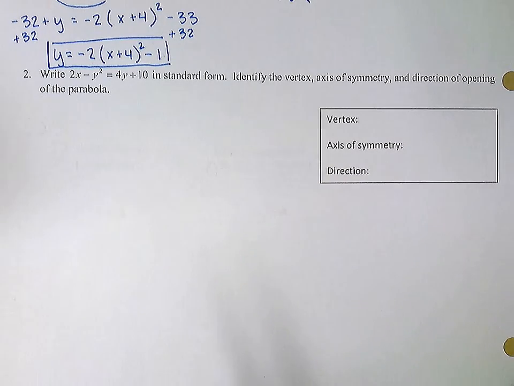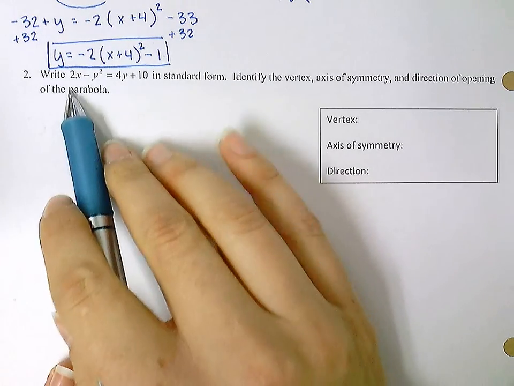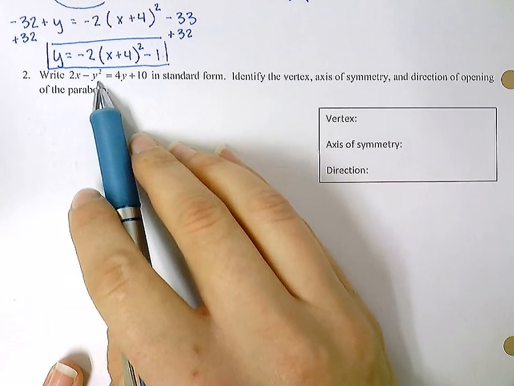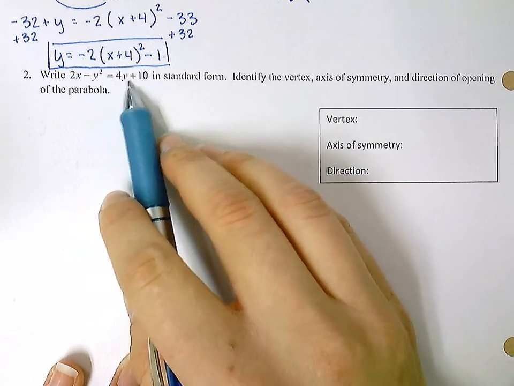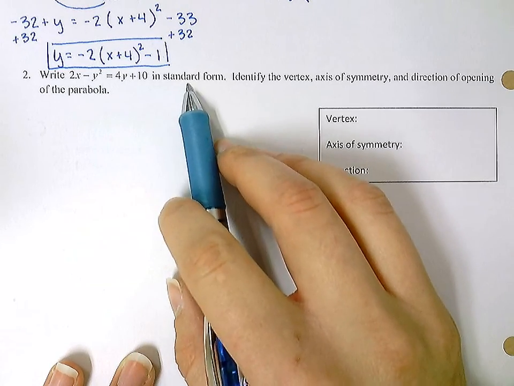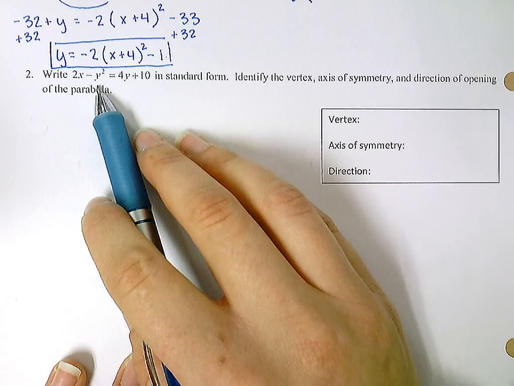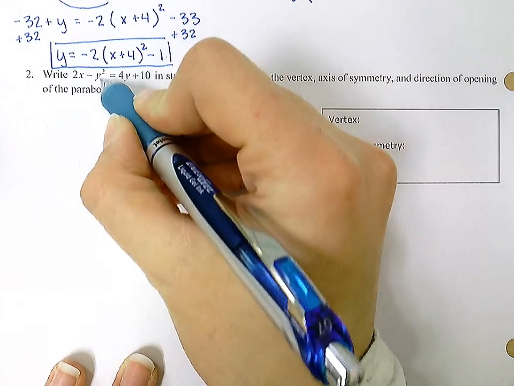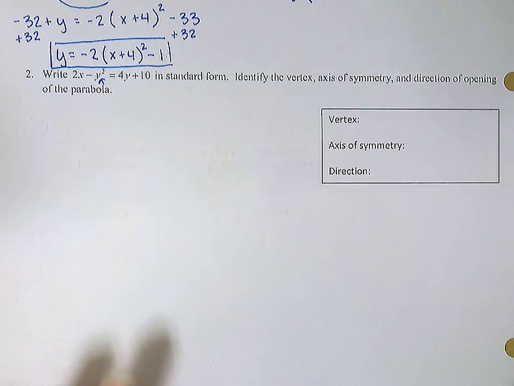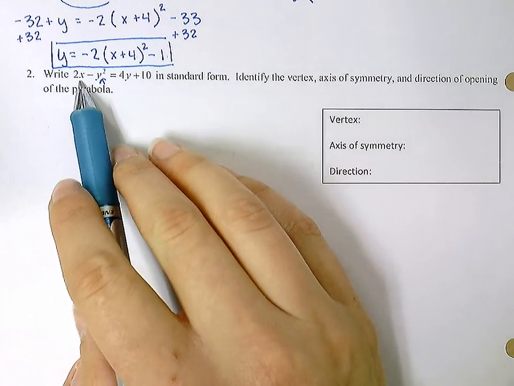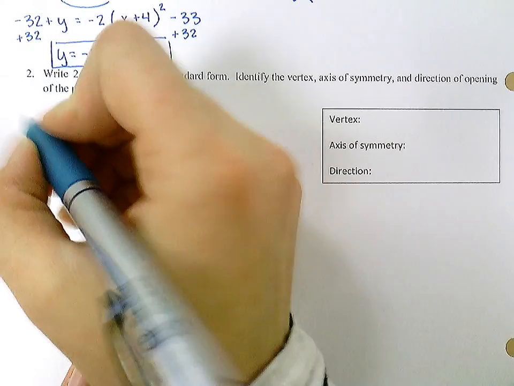For number 2, we want to write 2x minus y squared equal to 4y plus 10 in standard form. So again, first thing I do is look for which value is the squared one. That is y in this case. So this equation is going to be in the form x equals. Since that y value is squared, this will be in the form x equals. So I need to get x by itself.